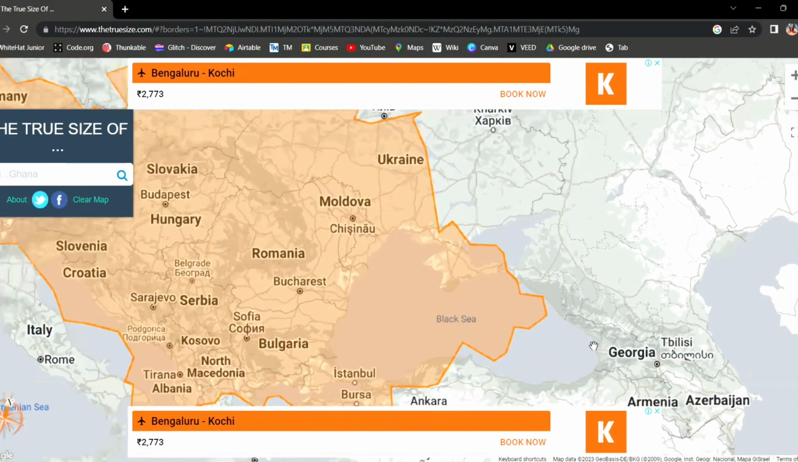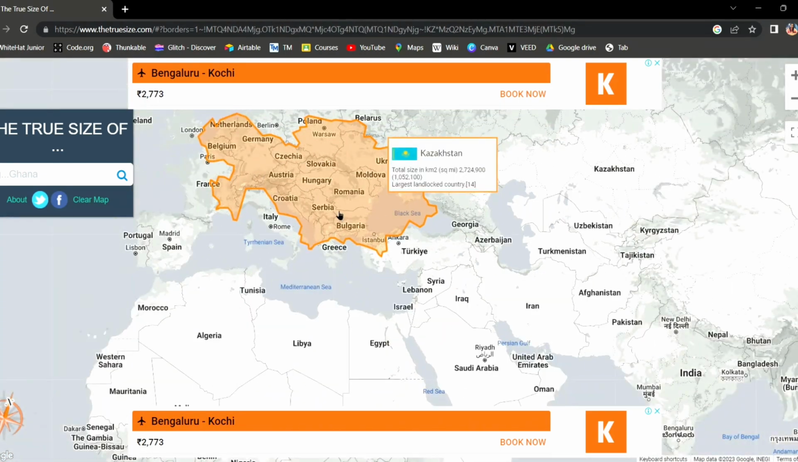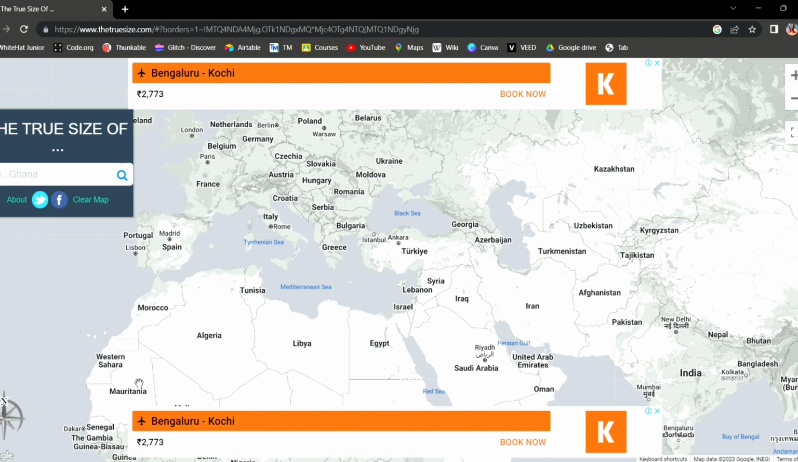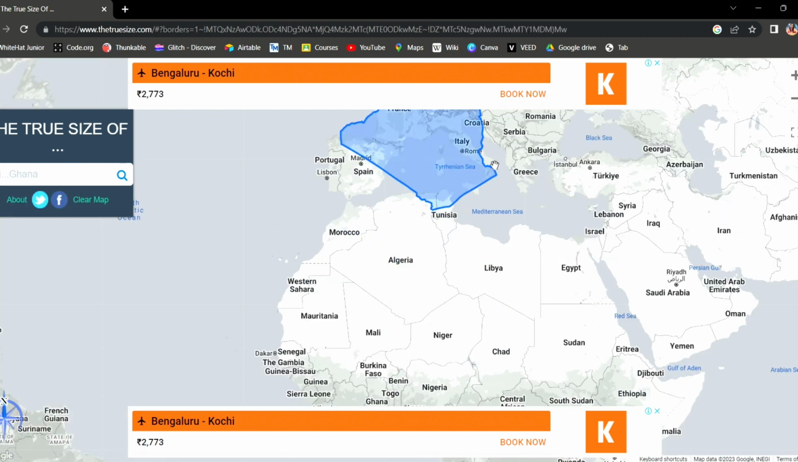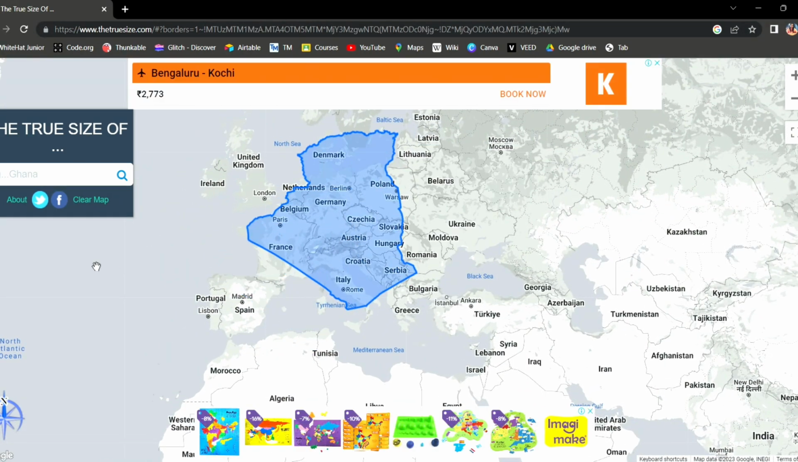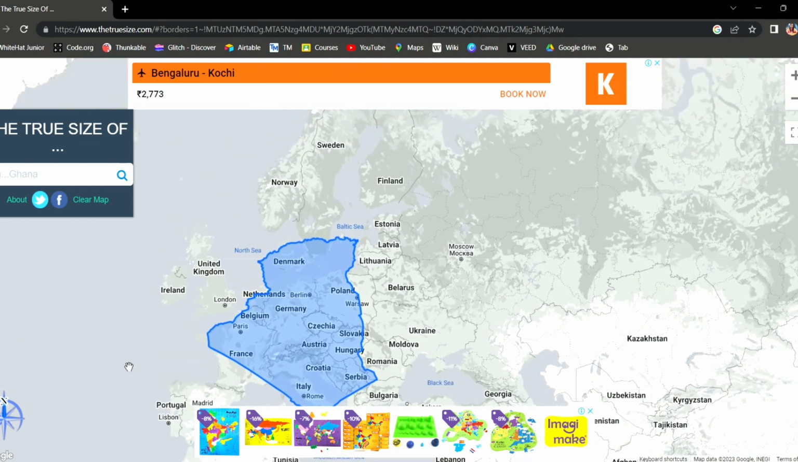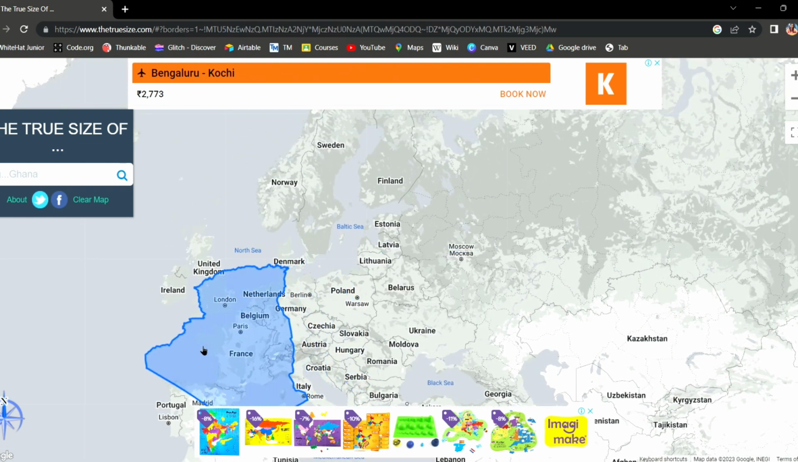It almost reaches them, but it takes over the Crimean Peninsula. So then finally is Algeria. Now if we put it over Europe, this one is pretty small, but still it takes a lot of land. It encompasses all of France, Germany, Poland, I think.